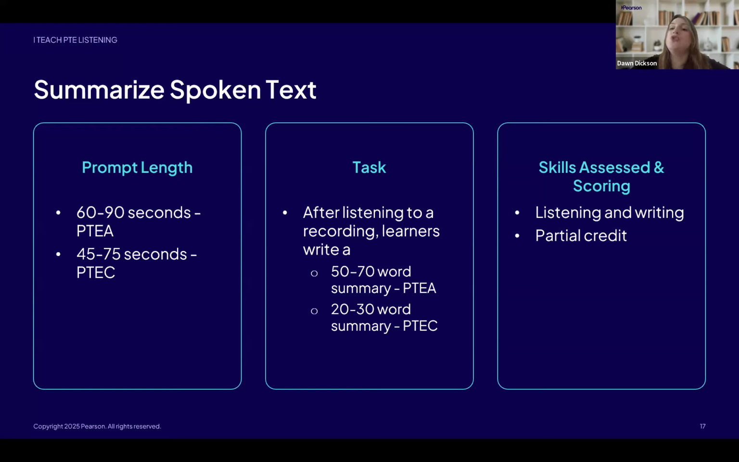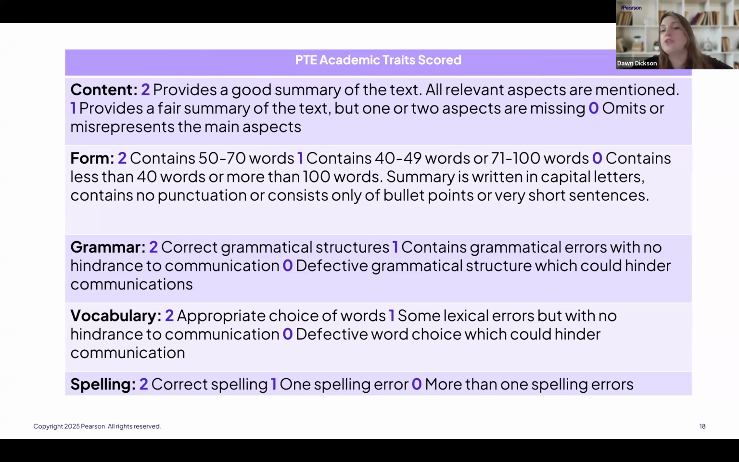And then moving on to skills assessment and scoring. I mentioned these question types having more than one skill. For summarized spoken text, their listening skills are being assessed as well as their writing skills. One thing to be aware of too is that there is partial credit awarded for this question type, and I will show you an example of this on the following slide. Partial credit, for those of you who are not aware of this term, means that learners will receive a score for a partly correct answer.